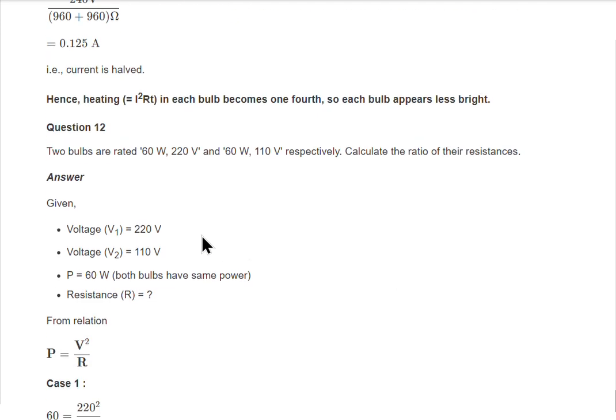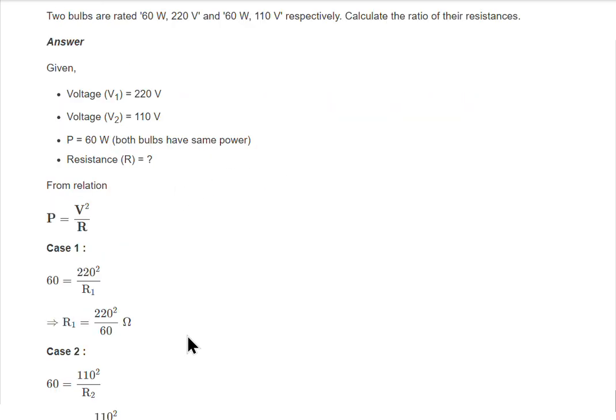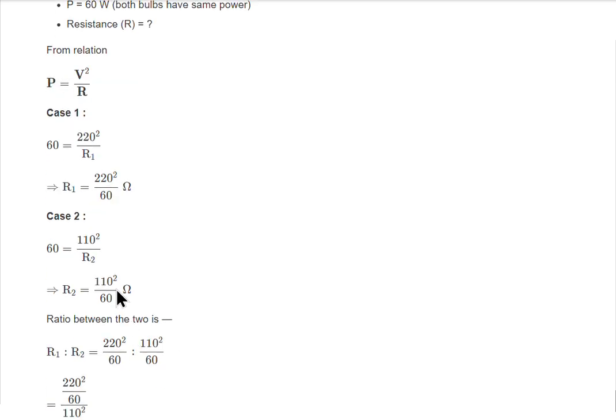Two bulbs are rated 60 watt 220 volt and 60 watt 110 volt. What is the ratio of the resistance? Okay, so in the first case the resistance is V square by P, and in the second case also V square by P. When we substitute, 220 square by 60 will be the first case, and the second case 110 square by 60.